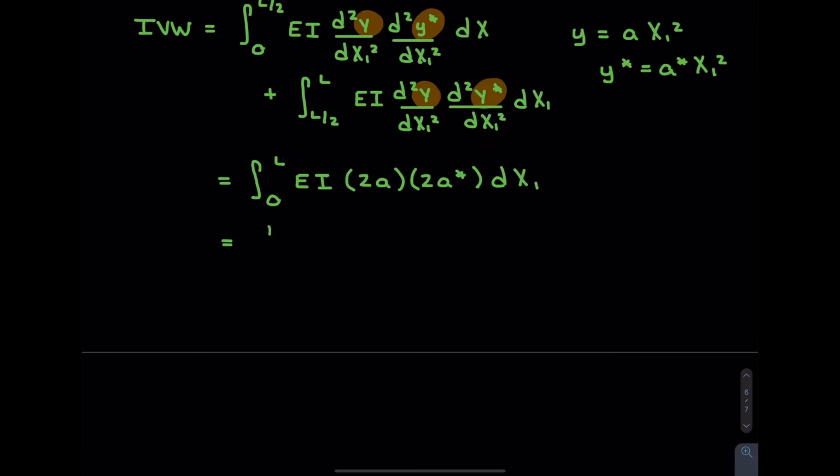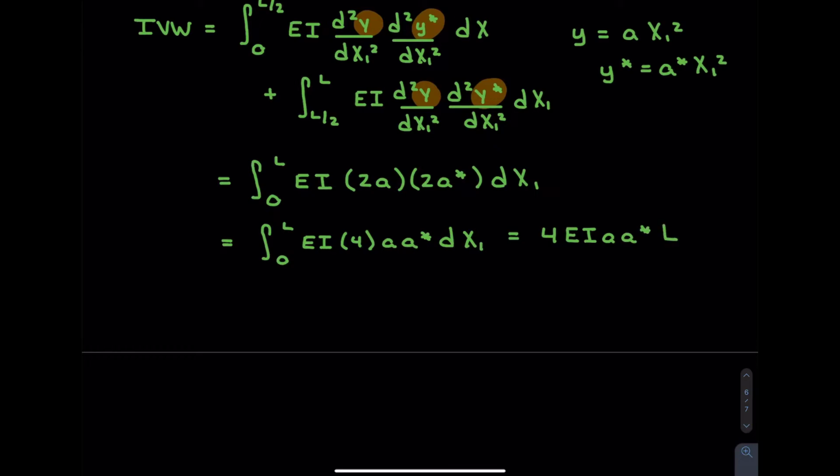So what we can do is simplify this a bit more, because this is going to be the integral from 0 to L of EI multiplied by, in brackets, 4, and then times A, and then times A star, dx1. We have no x1s in there, so when we integrate, all we're going to get is 4EI times A star, and then times L. So this right here is my internal virtual work.